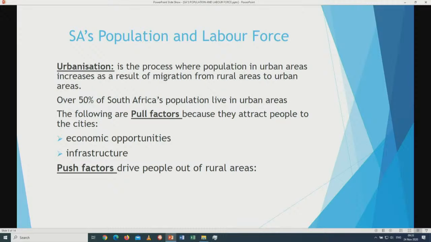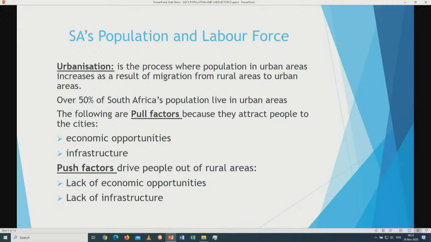And then we've got another category of factors that we refer to as the push factors. These are the factors that will drive people out of rural areas to urban areas. These are the factors: lack of economic opportunities. They don't exist in rural areas, but they exist in urban areas. And then you have lack of infrastructure. There is no infrastructure in rural areas, but there is infrastructure in urban areas.